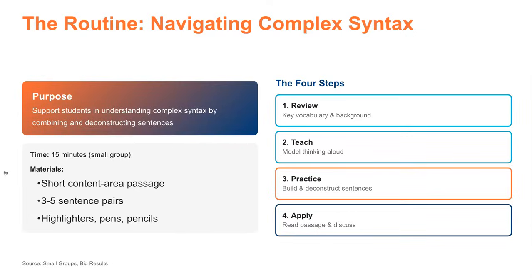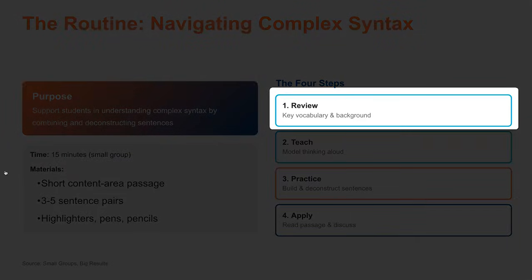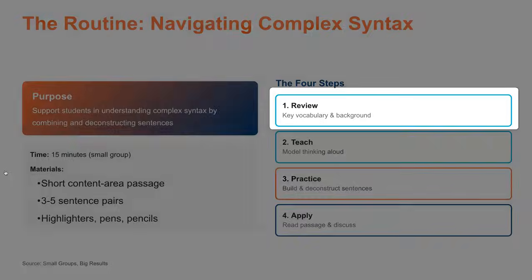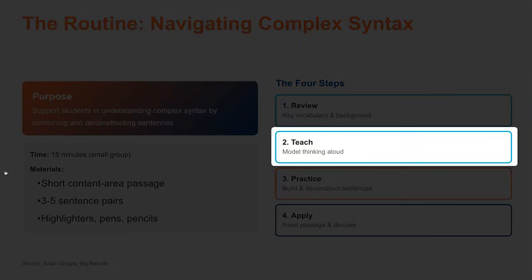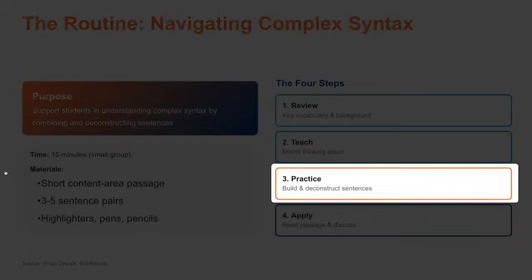You'll need 3 to 5 pairs of sentences from the passage that you'll practice building and taking apart, and highlighters, pens, or pencils for the students. The routine has 4 steps. The first one is to review. You'll introduce the passage by reviewing key vocabulary and background knowledge. You'll teach by modeling think aloud about complex syntax and referential pronouns.